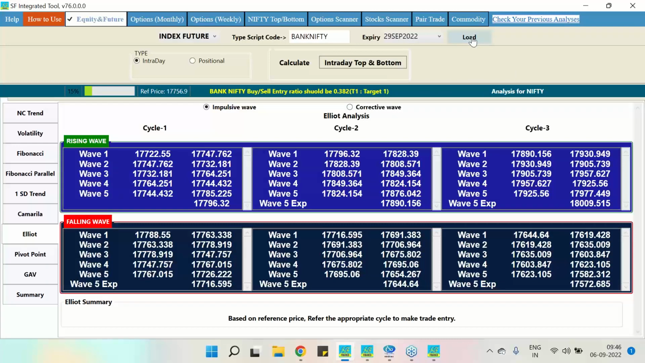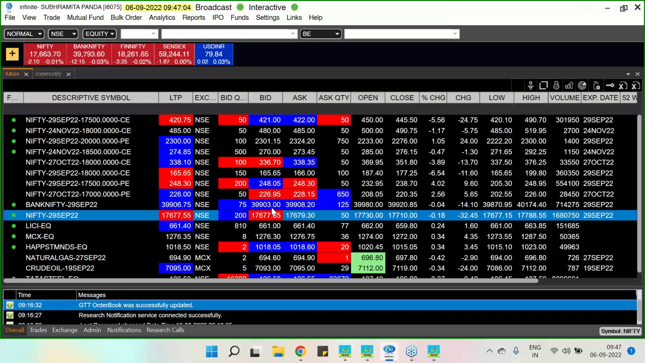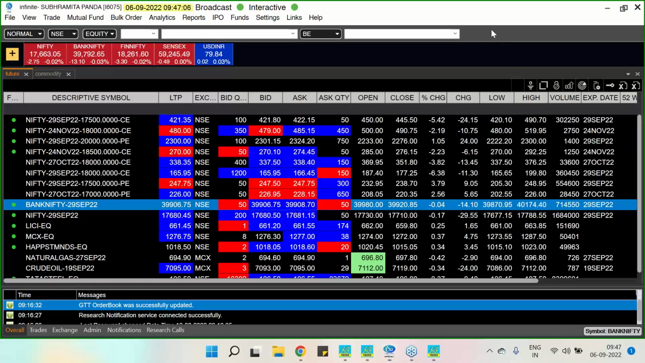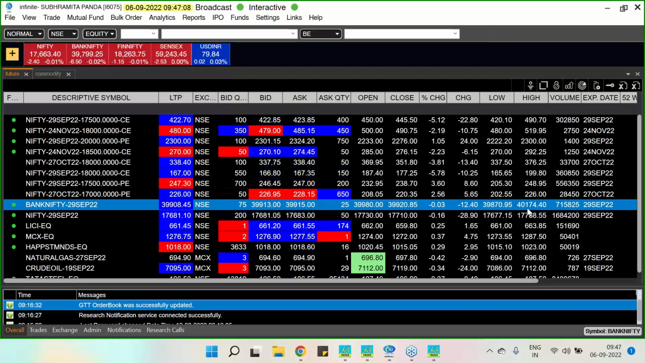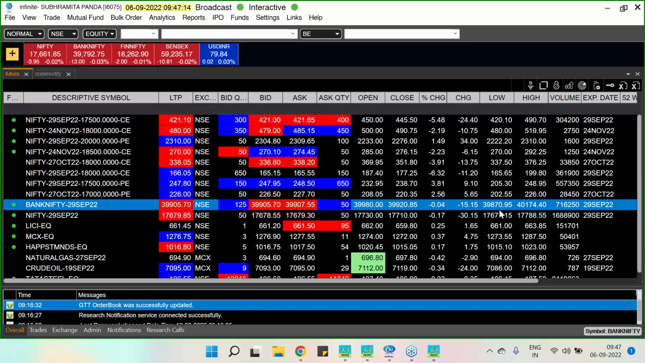In the same way I will be going for the Bank Nifty. Now we have seen this impulsive and corrective. Quickly I will go to the Bank Nifty price parts. See, the highest point it has gone to is 40,174. The lowest point it has come to is 39,871.